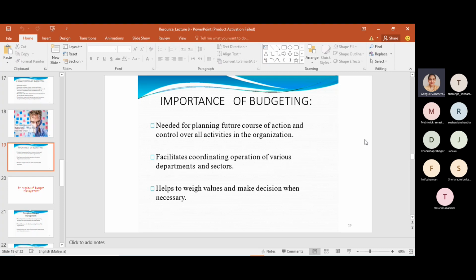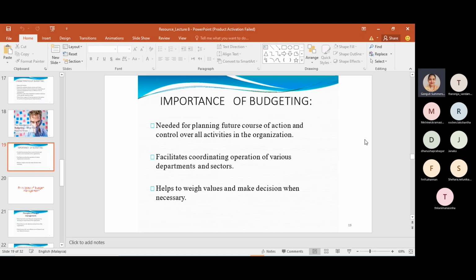Departmental budget means the budgets which are made by each and every department. Once you make your departmental budgets, you collect all those departmental budgets and make one common budget by combining all of them. That one main budget is called the master budget.